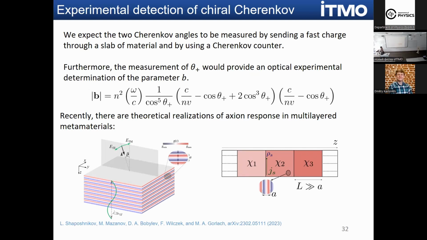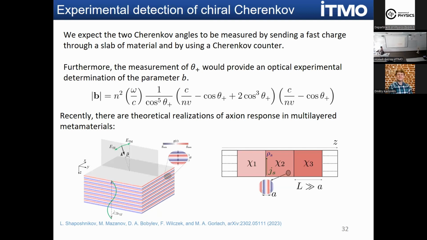Experimental detection of chiral Cherenkov: we expect that these Cherenkov angles can be measured by sending a fast charge through a slab of material by using a Cherenkov detector. And moreover, the measurement of the theta plus angle provides an experimental optical determination of the parameter v. But one has to know the direction of this v. And if you measure the theta plus angle, you can estimate the separation of Weyl nodes in this material.